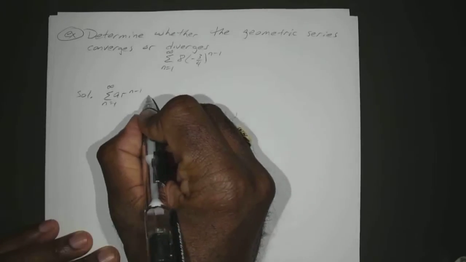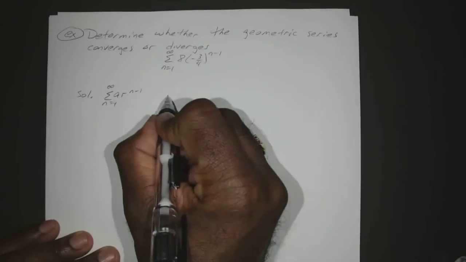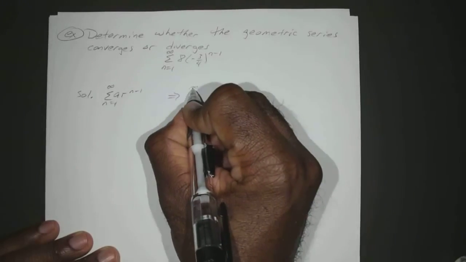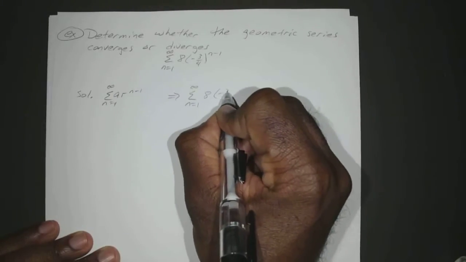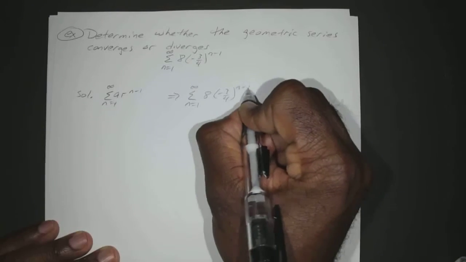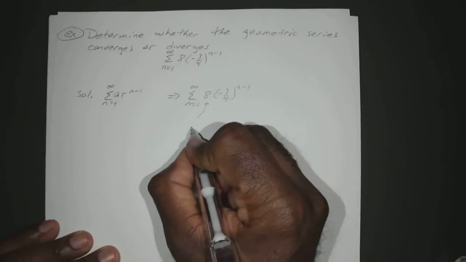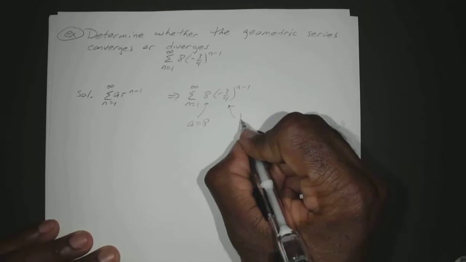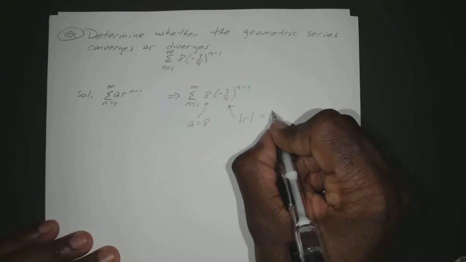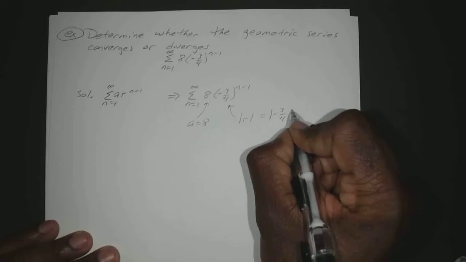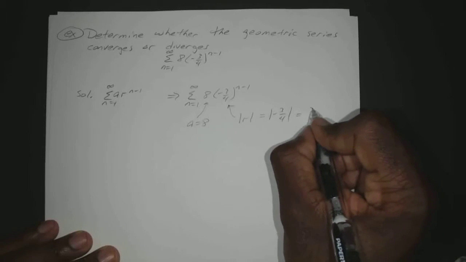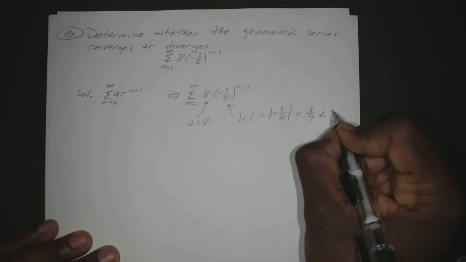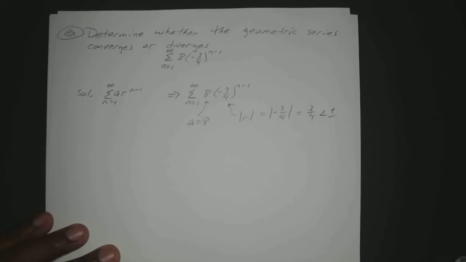Okay. So in this case, n equals 1 to infinity of 8 times negative 3/4 to the n minus 1. Our a is equal to 8. And our absolute value of r is equal to the absolute value of negative 3/4, which is just 3/4. Which is less than 1, so we know it converges.